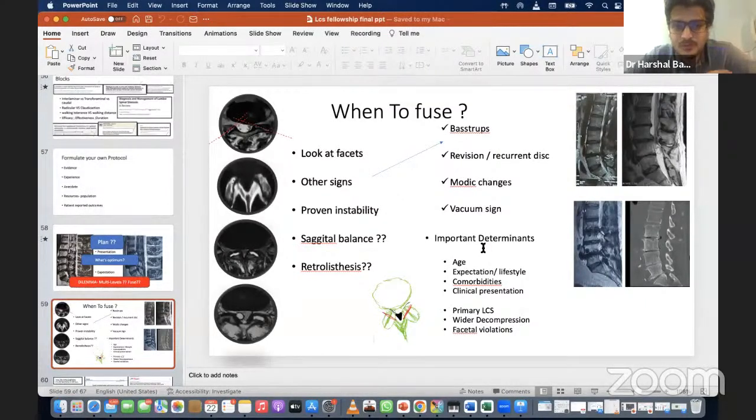These are one of the determinants for me to think of planning a fusion. The other determinants, as we have already discussed, are age, expectations, lifestyles, comorbidities, clinical presentations, and the need or want of a wider decompression or facetal violations. So I just wanted to put this across: in a stable spine, when to think of fusion when you're planning a decompressive surgery. I think I'll stop my share.